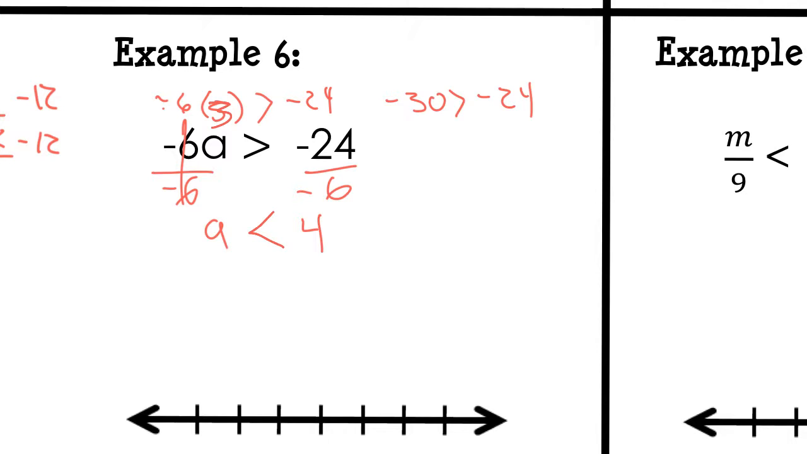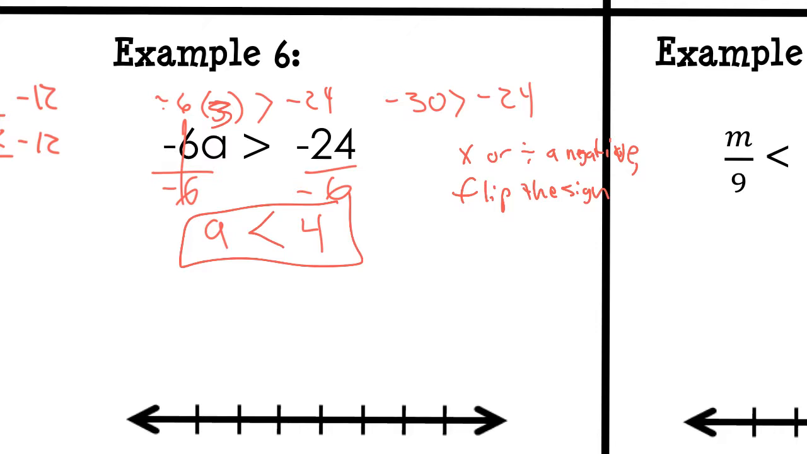So remember, flip the sign when you're dividing or multiplying by negatives. Let's write it over here on the side: multiply or divide by a negative, flip the sign. And that actually works when we see it like that. I could have just divided by 6 and I would have had negative a is greater than negative 24, and that would have been true. But because I divided by a negative, I have to flip it.